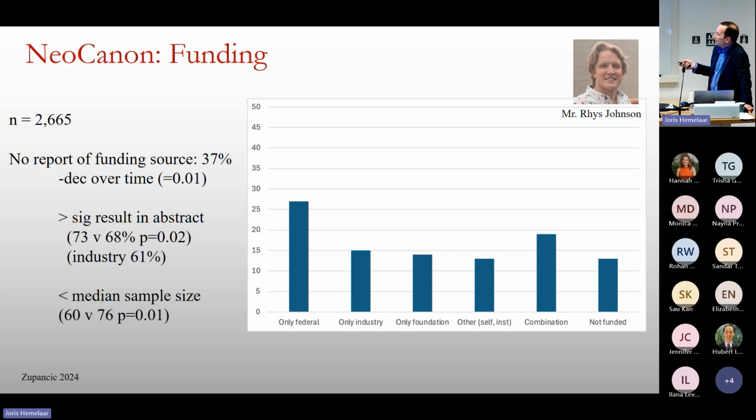And what we found also is that if you did not report a funding source, you were more likely to report a significant result in the abstract. But surprisingly, studies overall that had been funded by industry had a slightly lower chance of reporting a significant result in the abstract. So that may speak to the idea that there's more oversight to those. That's a complete guess. I don't really know. Studies that had no funding source stated were also likely to be smaller in general.